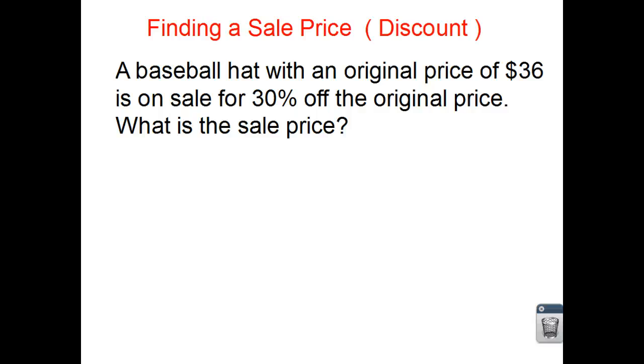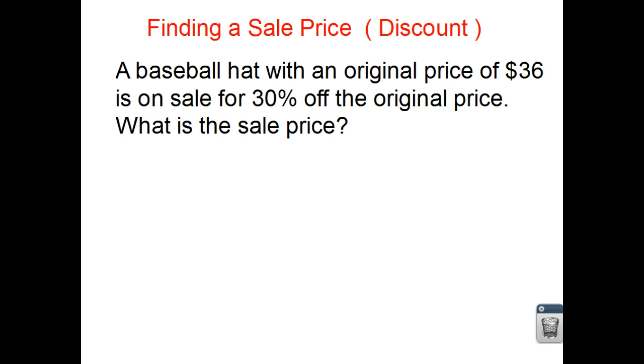Finding a sale price, this is also known as a discount. So when you go to the store, sometimes they have a sale, big poster in the window that says there's a big sale today. And at this store it says there's a baseball hat that had an original price of $36. It is on sale for 30% off of the original price. What is the new price, or what is the sale price?